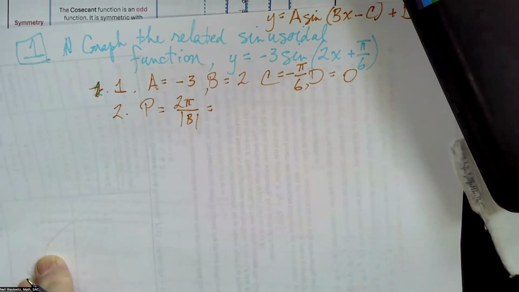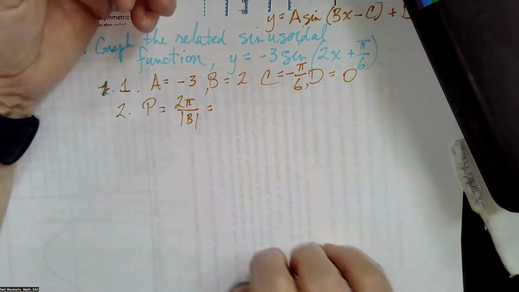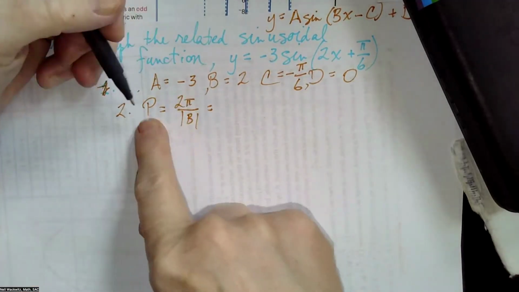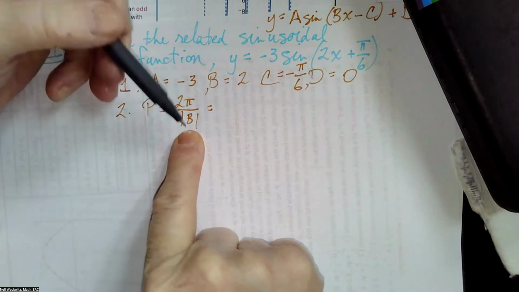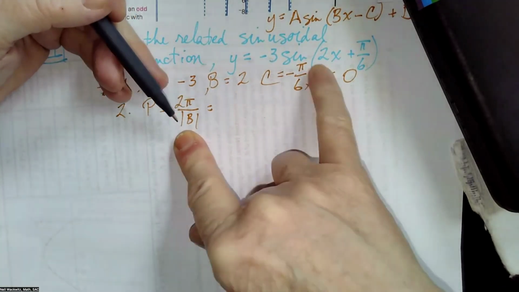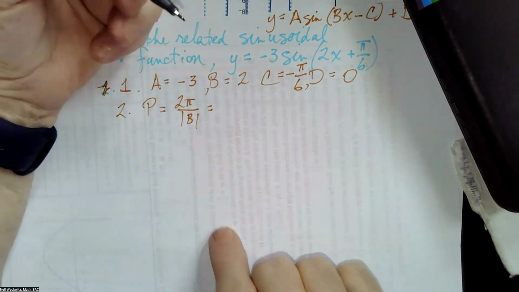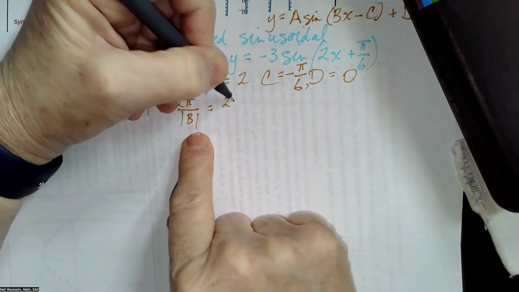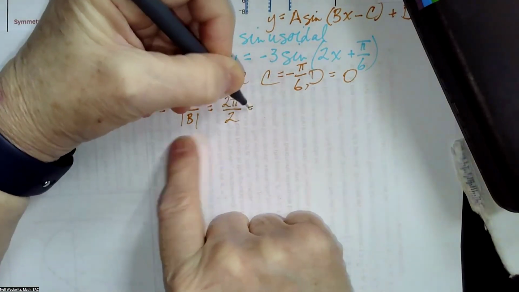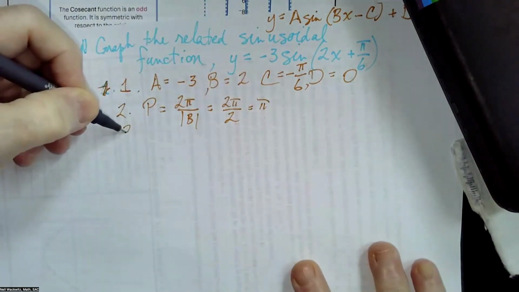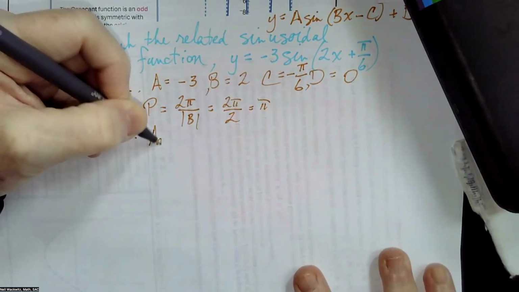Because the answer will be positive. That's right, exactly right. Hi, Lynette. Because period has to be positive. So on the possibility that B is negative, this whole thing has to be positive. Beautiful. So we've got 2 pi over 2, which is pi, and I skipped amplitude.